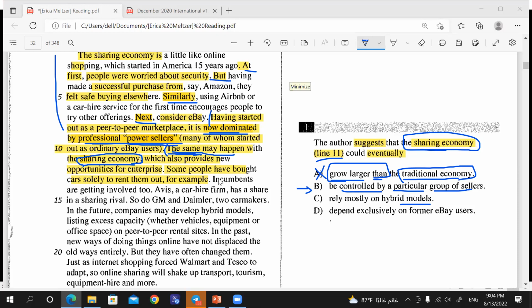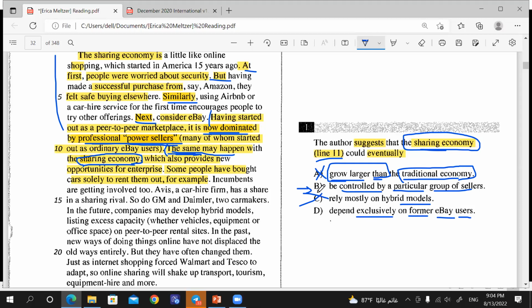No, we can't. We can, because we don't have any reference in the context referring to the sharing economy to those hybrid models. Depend exclusively on former eBay users. Okay, yes, I found eBay somewhere here, right before the very sentence I'm dealing with. Depend exclusively on former eBay users.